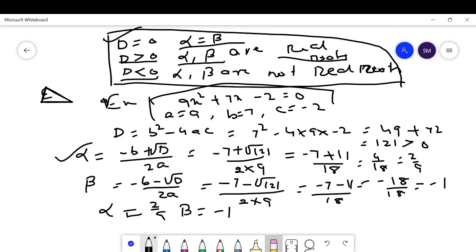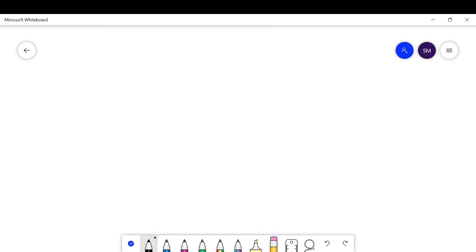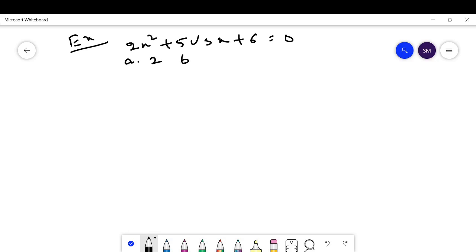Then another question. Students, I have a question: 2x square plus 5 root 3 x plus 6 is equal to 0. In this question, a equal to 2, b equal to 5 root 3, c equal to 6. I have already told you, always try to practice more and more questions.